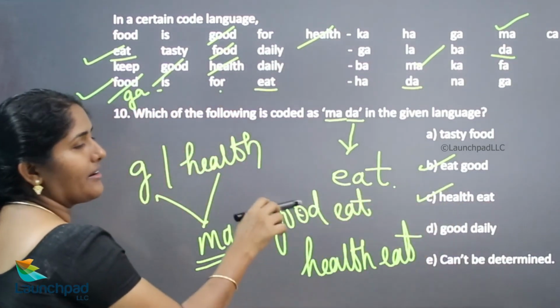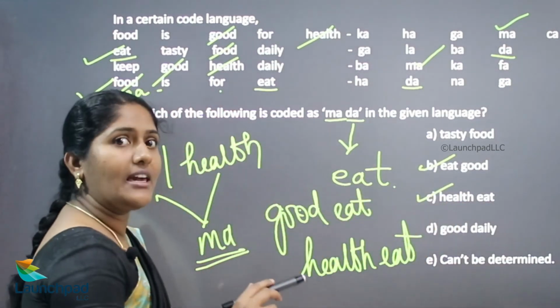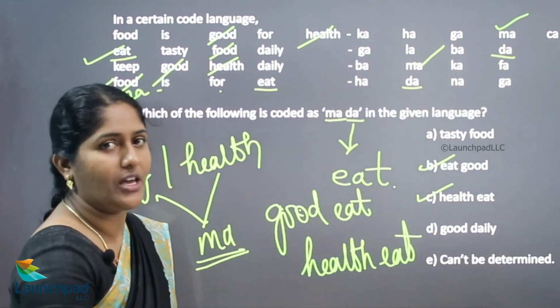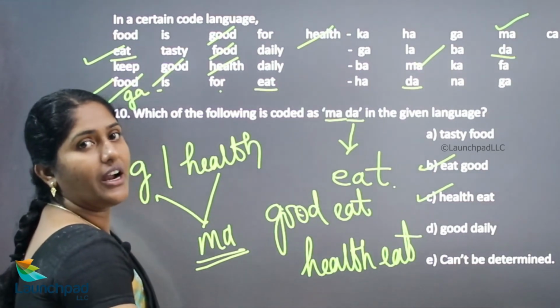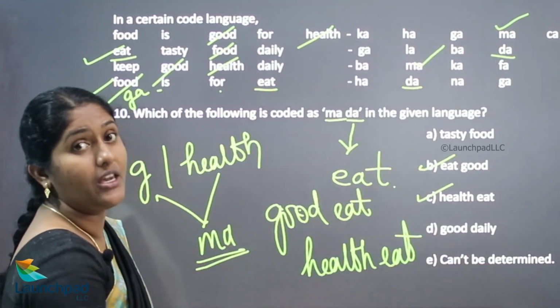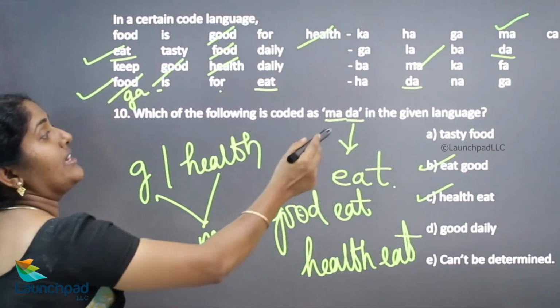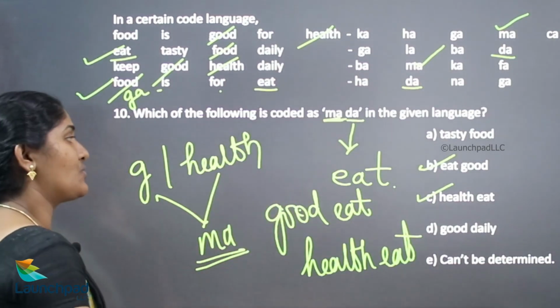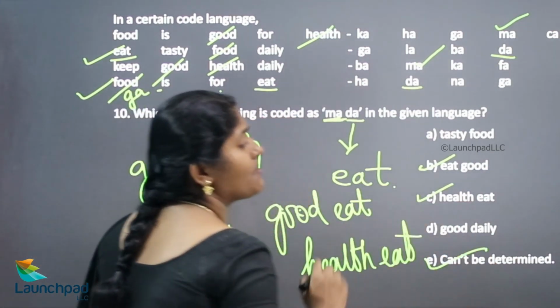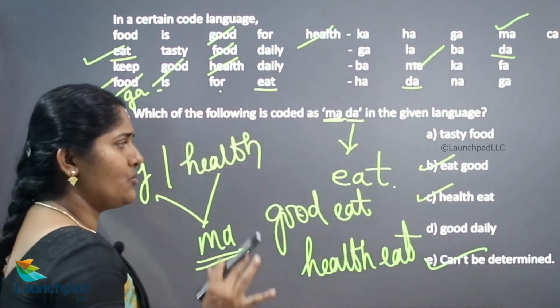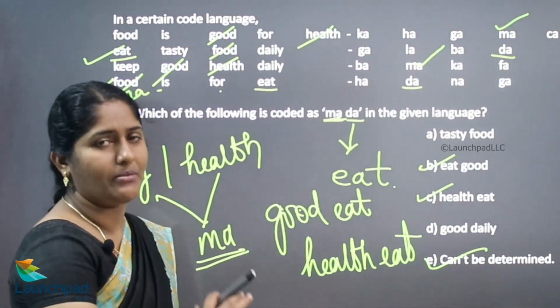So both are correct. If the option is either B or C, we could say this is the correct answer. But we can't determine this question. According to this question, we can't determine the code for the word MA. MA stands for either good or health. So we'll move on to the option cannot be determined, because there is no confirmation available here. Okay, this is an example of how we can get the given code for a certain language. Thank you for watching.